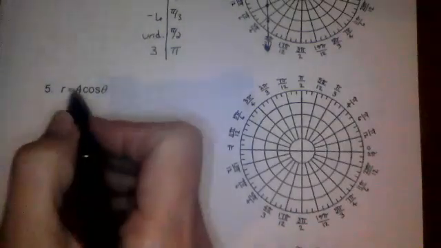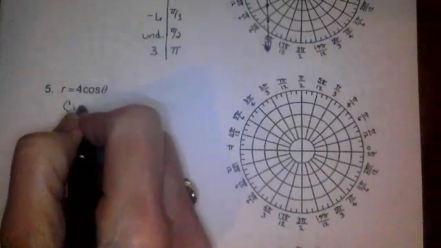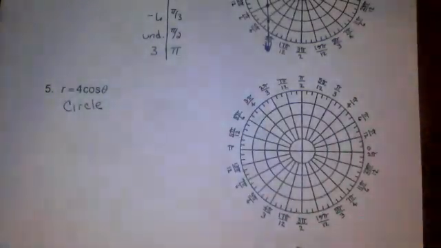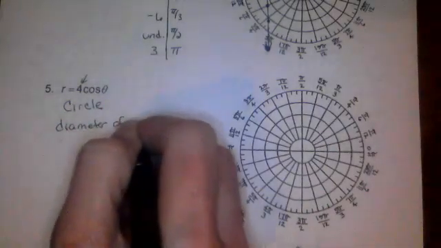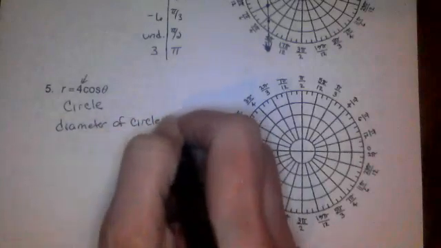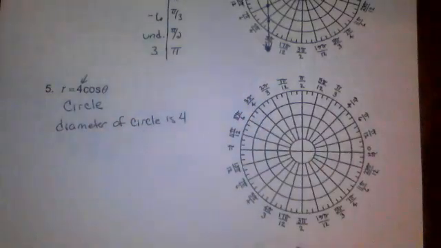So this one is going to be a circle, and its diameter is going to be 4. The center is going to be 2 units from there, so the center is going to be half of this. The center is going to be 2 units away from the pole, and the diameter of the circle is going to be 4.